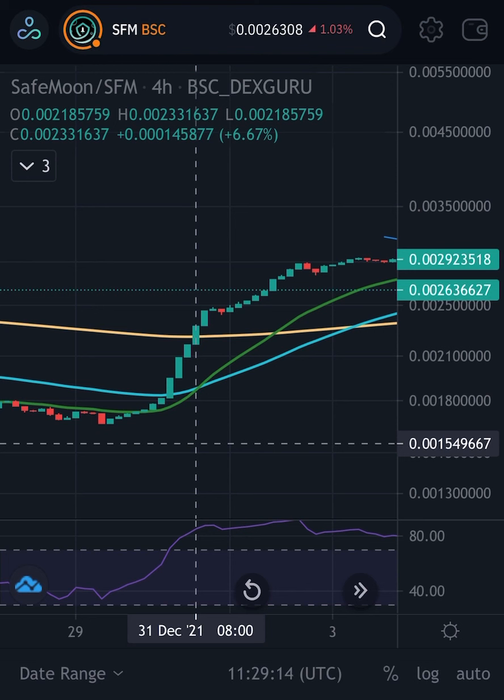The green moving average is a 21 moving average. The sky blue moving average is a 50 moving average. I usually call it the water. And the sort of cream peach one is a 200 moving average. I usually call it the mayo. Now, moving averages act as support and resistance.